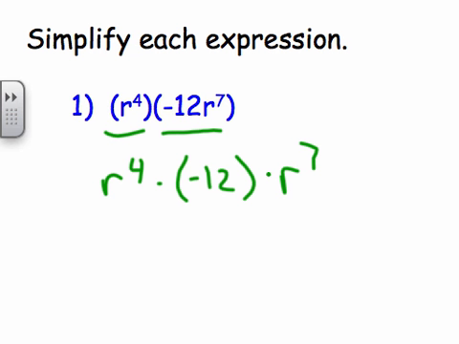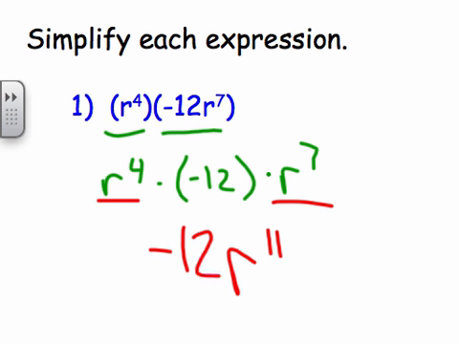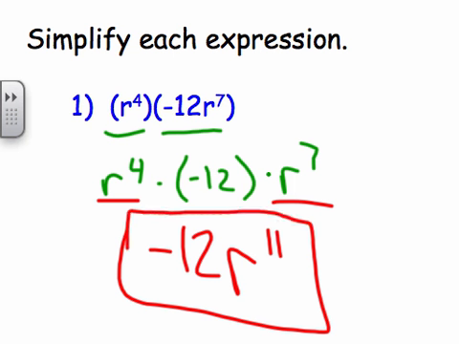So what I might do is combine my r's together. I'm going to multiply those two first. And if we take a look at our property, I just add their exponents, right? So r to the 4th times r to the 7th is really r to the 11th. And there's nothing to multiply with that negative 12, so we always put our constant out front to give it our coefficient. And that would be our final answer right there. Negative 12r to the 11th.